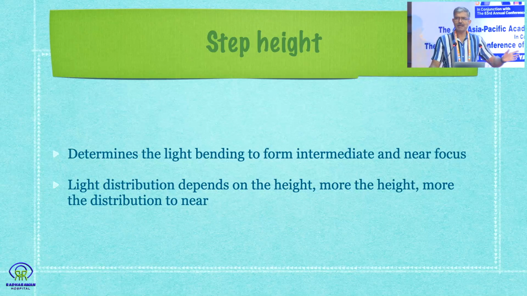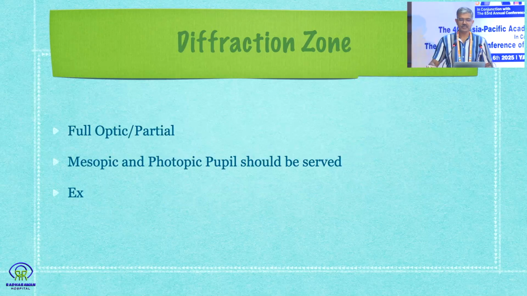There was an apodization concept where the step height progressively reduced as we went from center to periphery. That was actually done to fight the photic phenomenon that was originating from the step heights, but it did not work very well because it also had a compromised near focus. It threw more light on the intermediate, so obviously the near zone suffered.